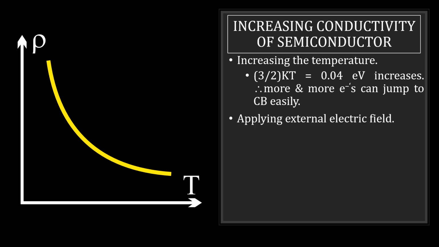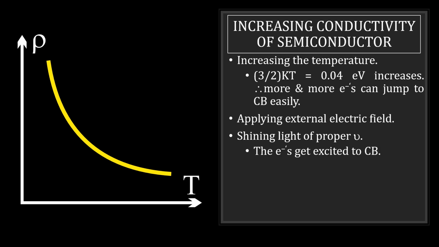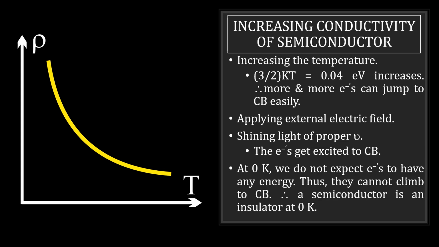Another way is by applying an external electric field. An external electric field applies force on the electrons in the valence band of silicon, and they can climb up to the conduction band of silicon, provided the electric field is good enough. Another way is by shining light of proper frequency. We know that if a photon strikes an electron, the electron gains the energy, and if the energy is sufficient, it can climb up to the conduction band. But at 0 Kelvin, we should not expect the electrons to have any energy. Thus, they cannot climb to the conduction band. Therefore, a semiconductor is an insulator at 0 Kelvin.